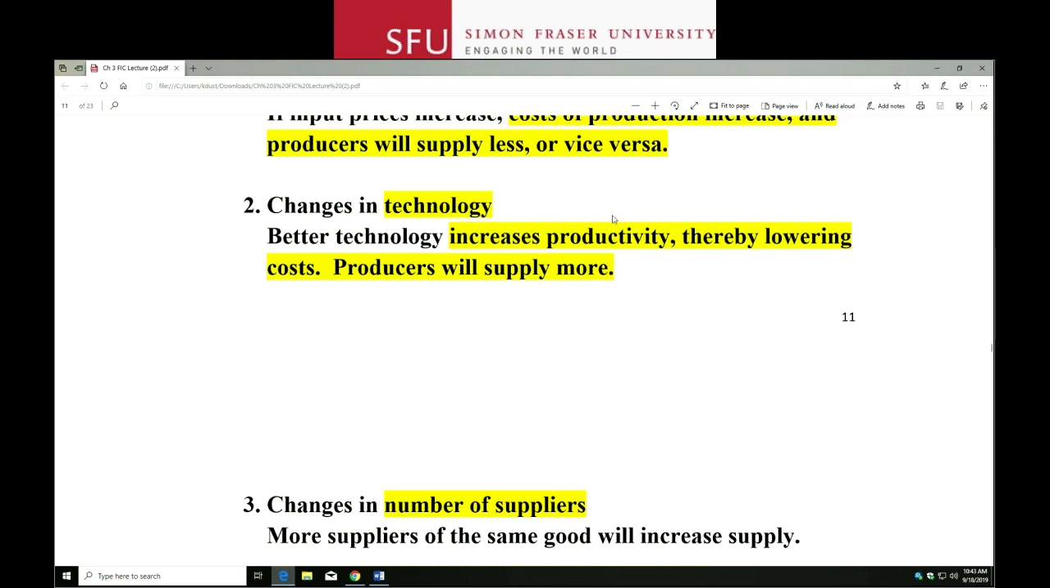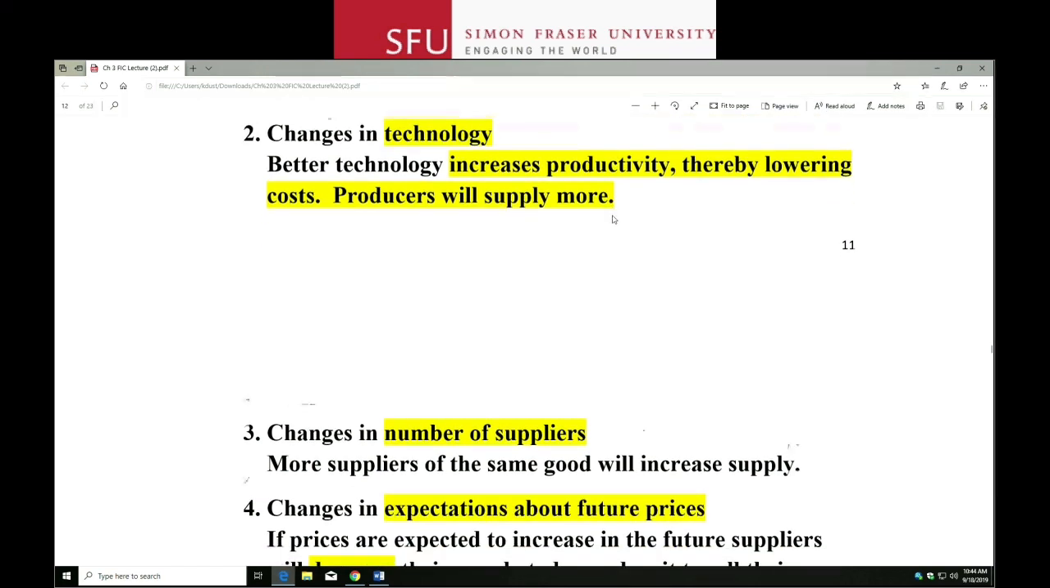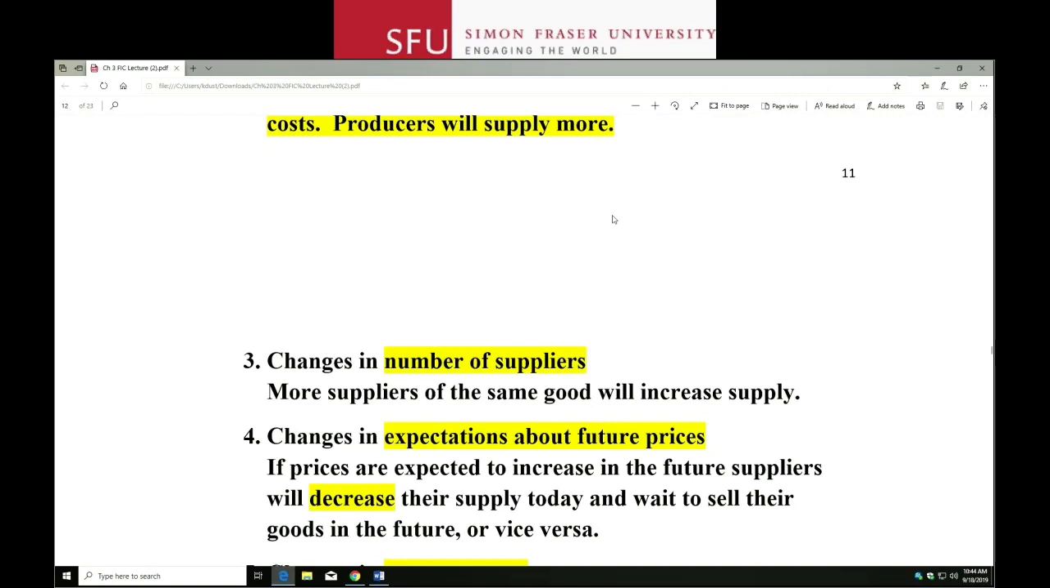Okay, the next one is also the same as with demand, and that's about expectations for the future, but in particular, future prices.